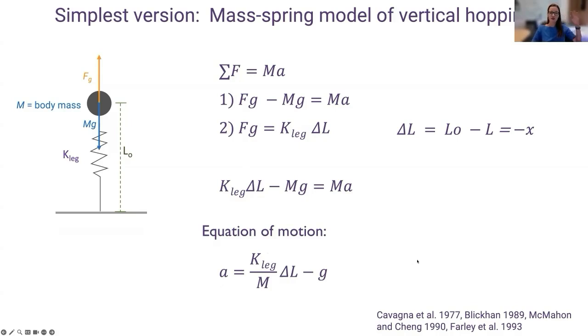Now, the trick with the spring-loaded inverted pendulum is that there's also forward motion in the system, right? And so we have to adjust the equations of motion to account for the fact that the system has motion in both the vertical and the fore-aft directions, okay?